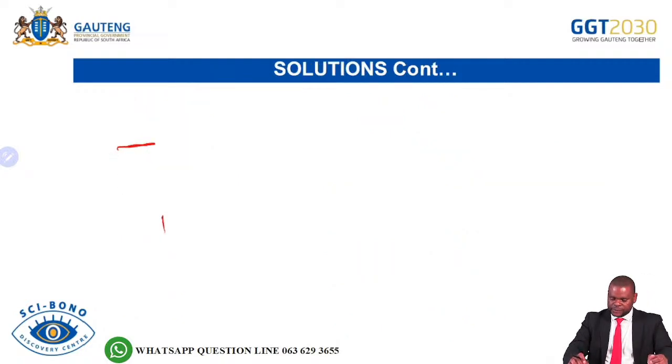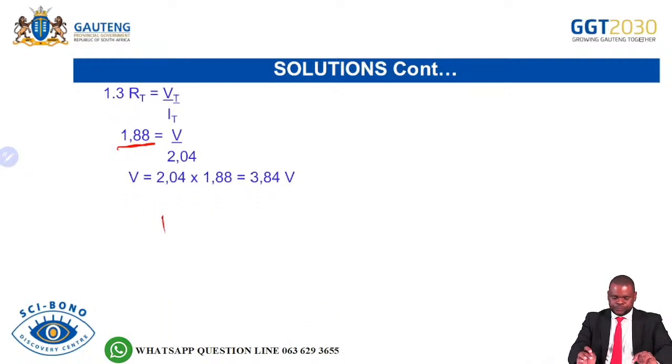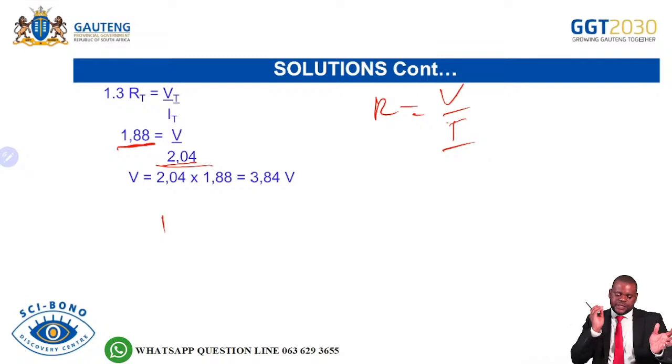1.88. Now, let's continue. Okay, this is what we have. Now, we remember this formula, R is equal to V over I. Then R is 1.88, V is what we're looking for, and the total current in the circuit, we said, is 2.4.